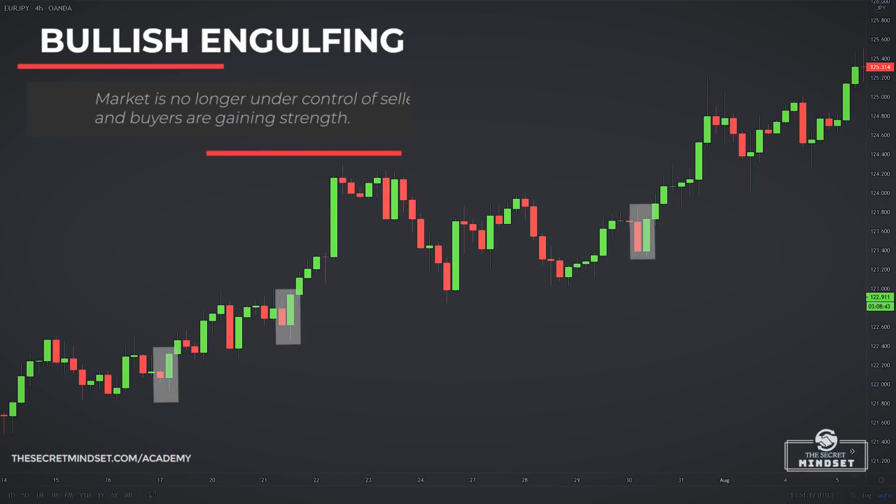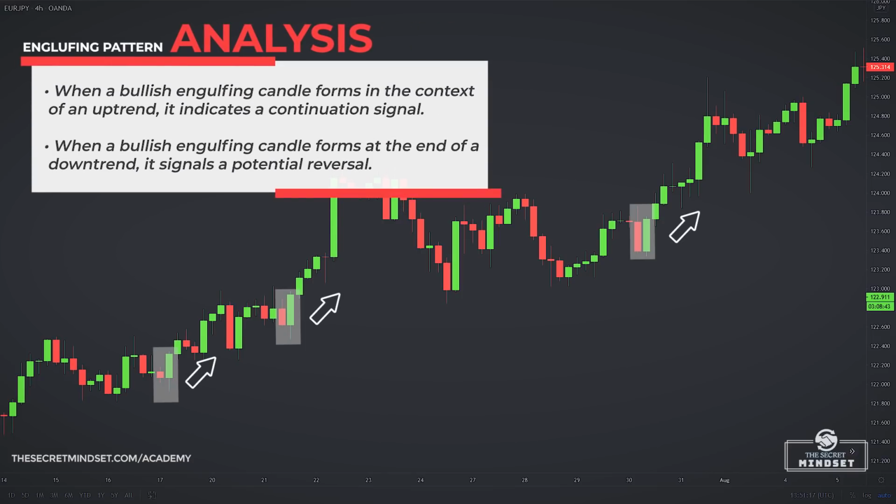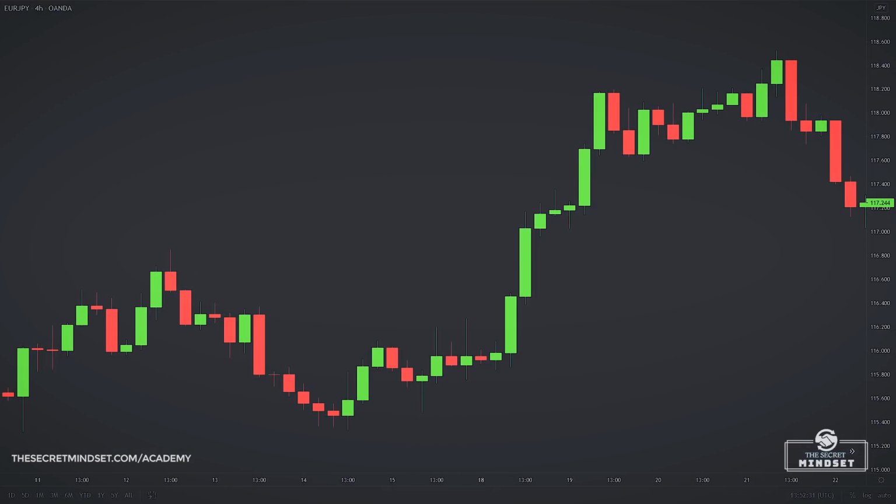The bullish engulfing pattern tells us that the market is no longer under the control of sellers and buyers are gaining strength. When a bullish engulfing candle forms in the context of an uptrend, it indicates a continuation signal. When a bullish engulfing candle forms at the end of a downtrend, it signals a potential reversal.